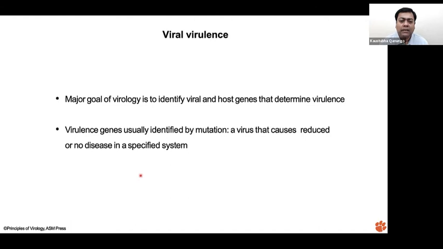So that's one of the things: a virus that causes reduced or no disease in a specified system can tell us what the viral virulence gene is, but it has to replicate. If you take a gene out or make a mutation, and the virus doesn't replicate, you cannot measure the virulence. That's why it becomes very, very difficult.